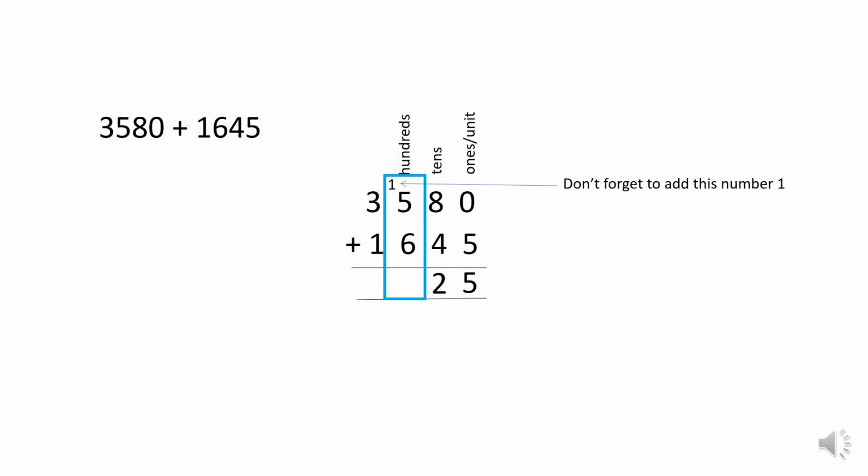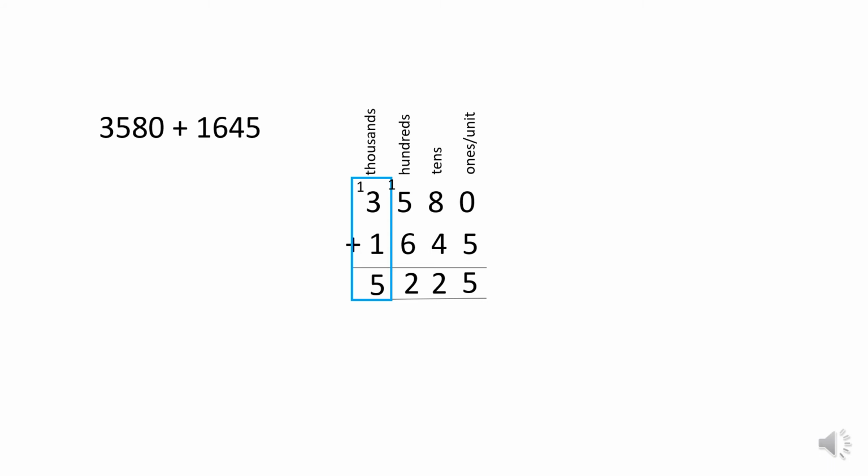So you place the 2 underneath the hundreds and the 1 on the top of the next column, in this case the thousands, and it will go above number 3. And now we add the thousands column. That would be 3 plus 1, which makes 4, and we add the tiny little superscript 1 again to 4, so 4 plus 1 is 5, and that would be the answer. 5,225.